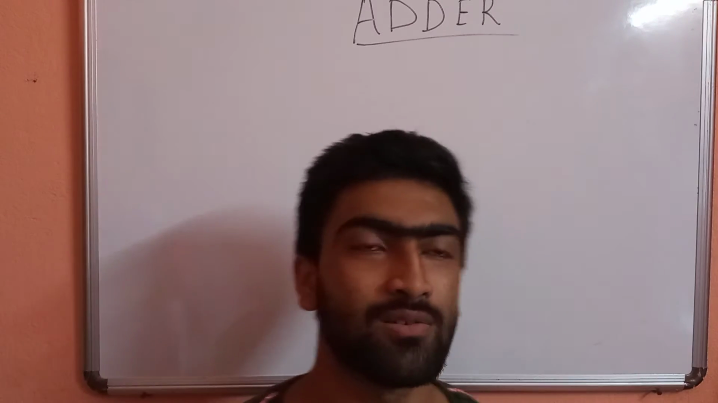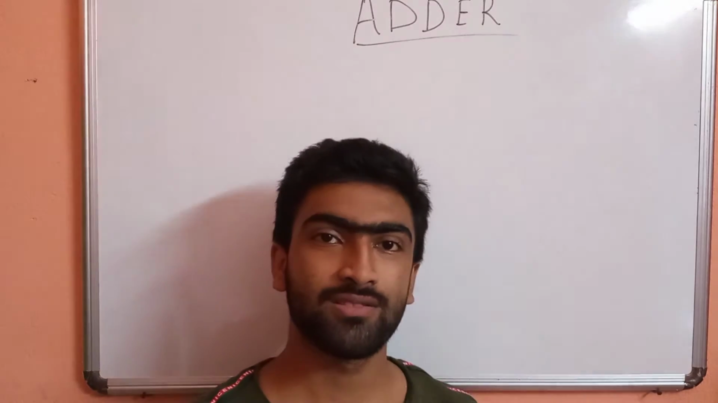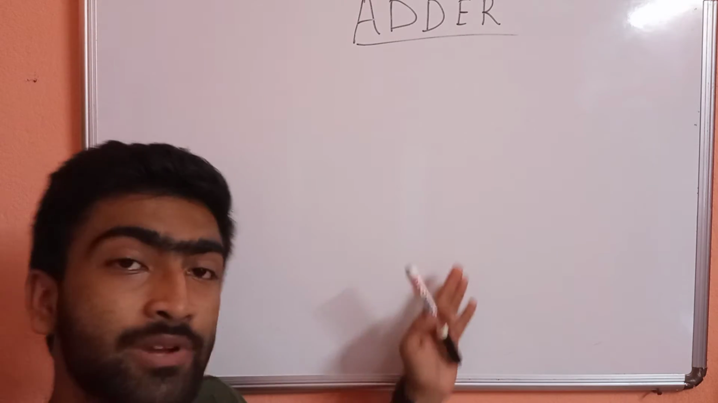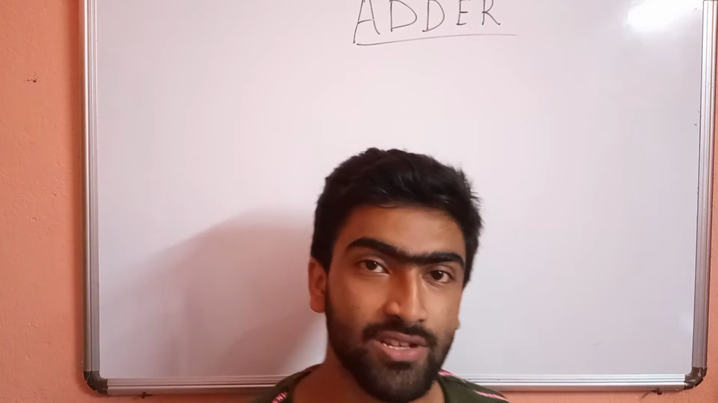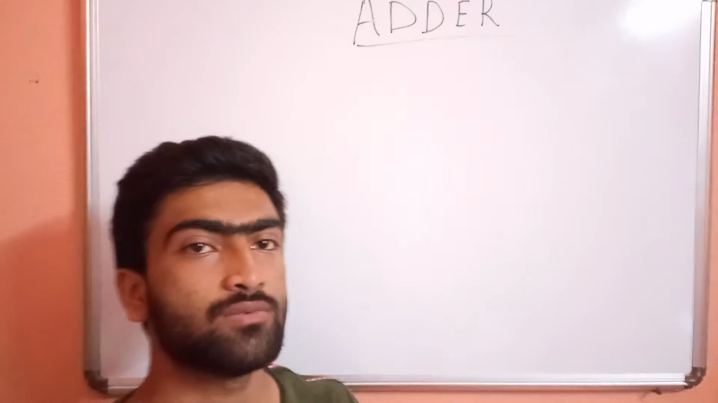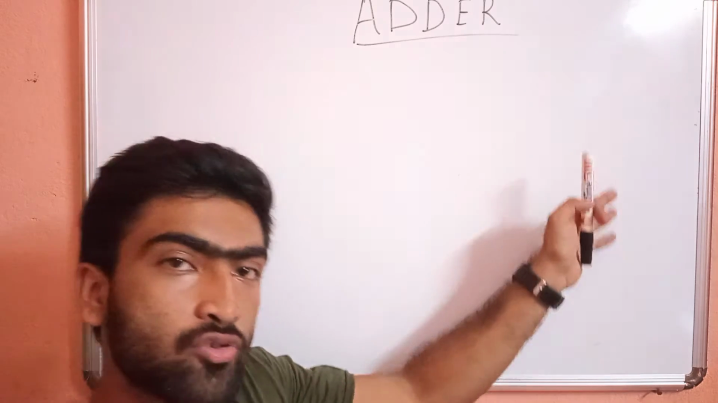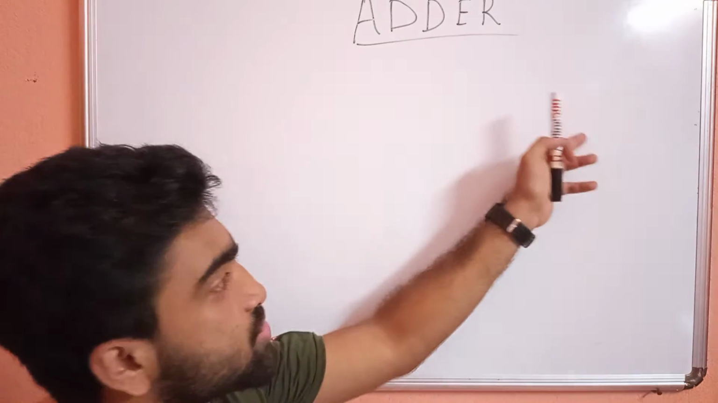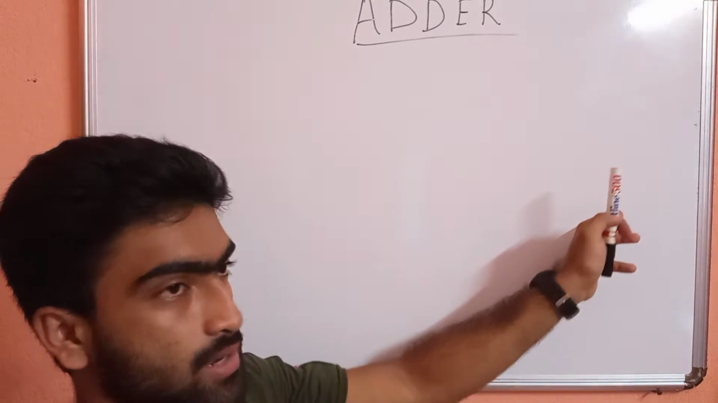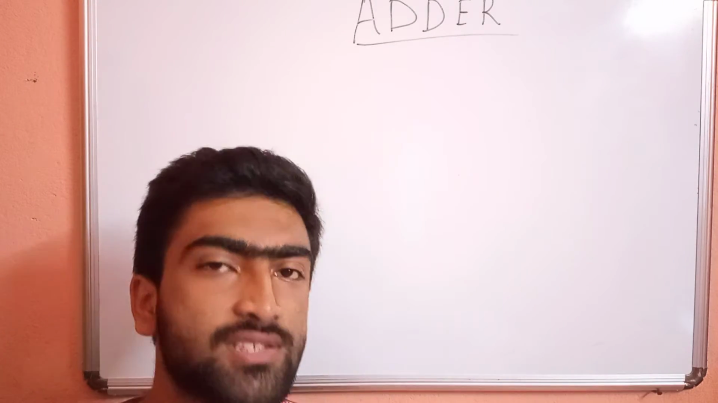Today in this video, I will discuss adder. We know adder and subtractor are combinational circuits. What are combinational circuits and sequential circuits? In a combinational circuit, there is no feedback path. What do you mean by feedback path? Feedback path means what we get in the output is used as input also. That means taking the feedback of the output and using it in the input, that is a sequential circuit.